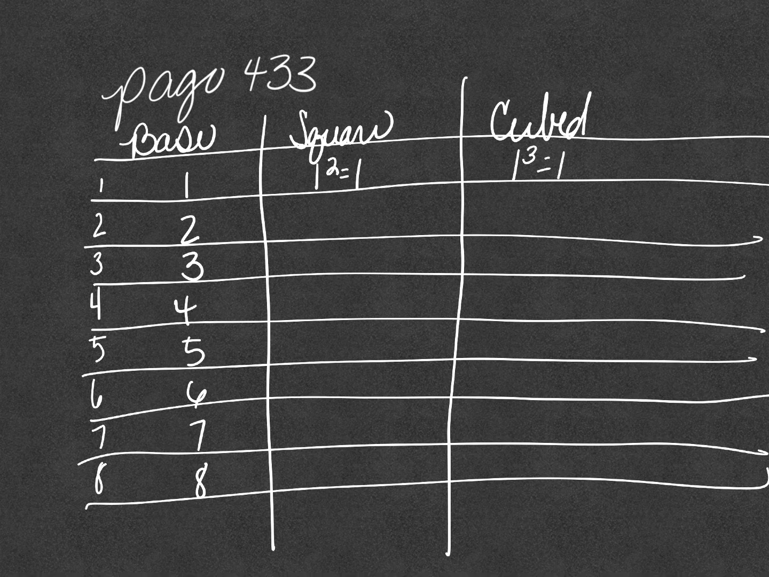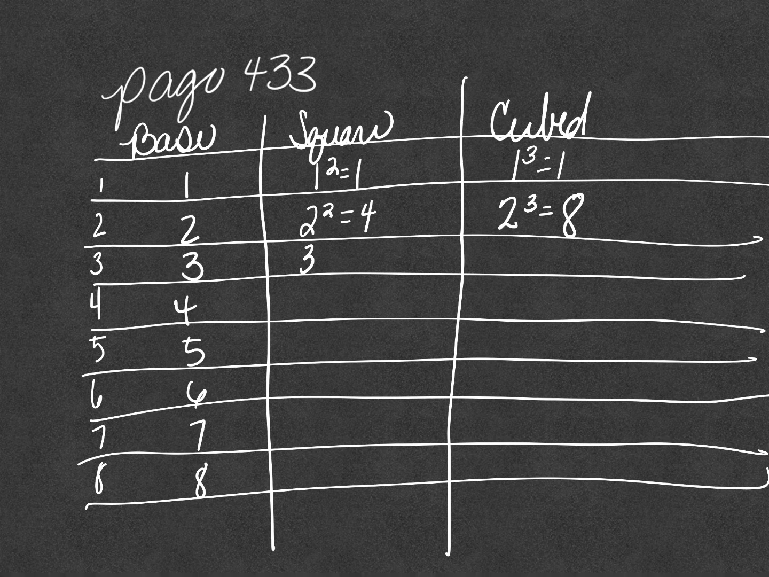So what's the square root of 1? 1. What's the cube root of 1? What's the fifth root of 1? 1. 1 is 1. All right, how about number 2? What is 2 squared? 4. You writing this in your book with me? What is 2 cubed? 8.